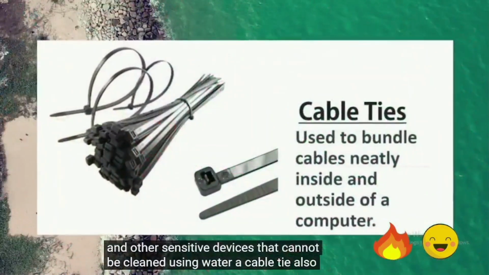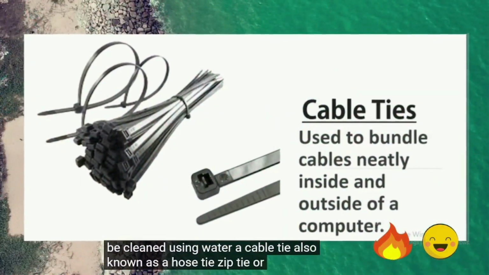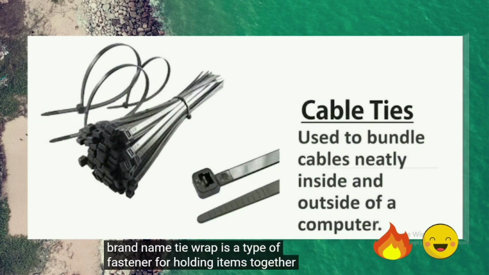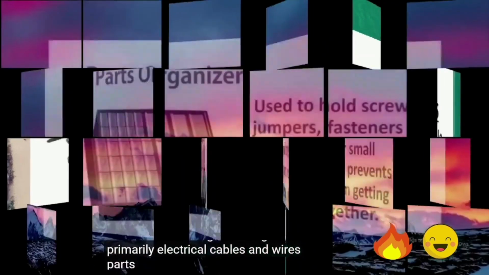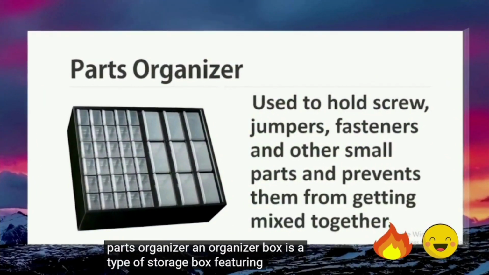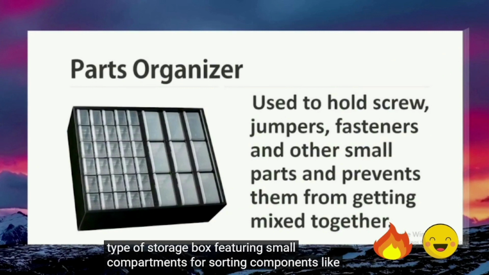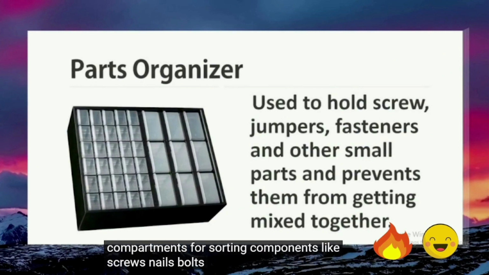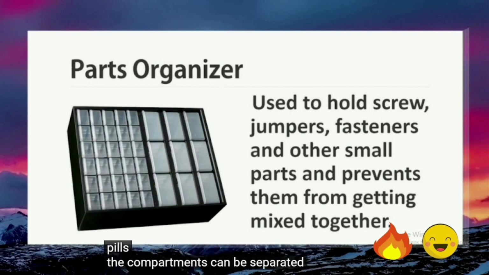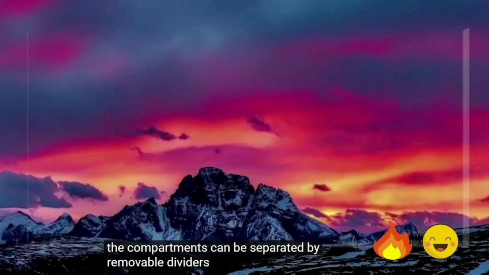A cable tie, also known as a hose tie, zip tie, or by the brand name tie wrap, is a type of fastener for holding items together, primarily electrical cables and wires. Parts organizer. An organizer box is a type of storage box featuring small compartments for sorting components like screws, nails, bolts, washers, etc., or for pills. The compartments can be separated by removable dividers.